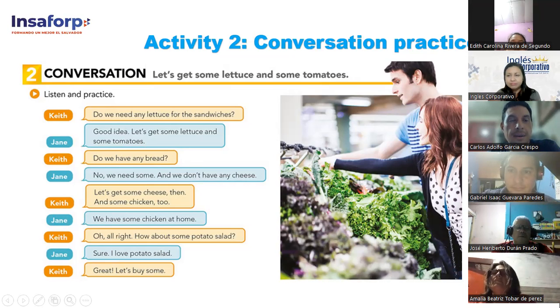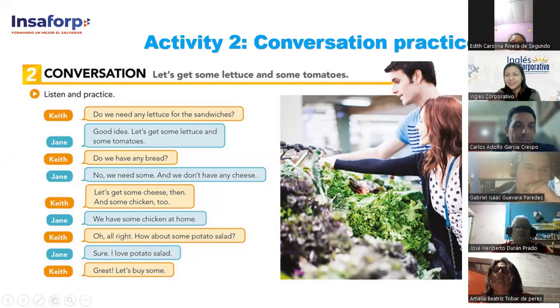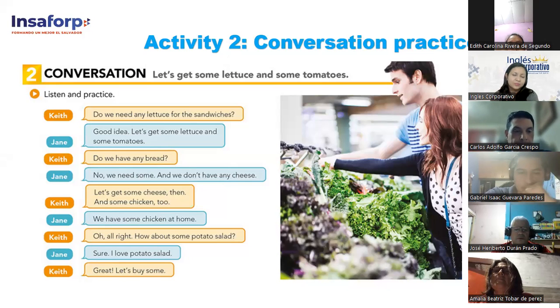Good idea. Let's get some lettuce and some tomatoes. Do we have any bread? No, we need some. And we don't have any cheese. Let's get some cheese then. And some chicken too. We have some chicken at home. Oh, all right. How about some potato salad? Some potato salad. Sure. I love potato salad. Great. Let's buy some. Thank you, Carlos and Edith. Good job. Okay.